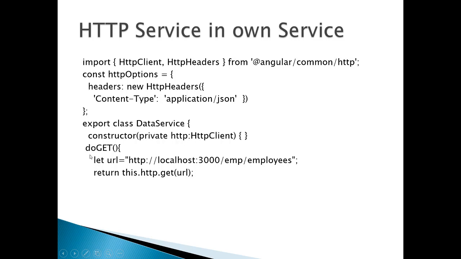Now in the method, we are using this.http. This http is now part of our class, so we can get all the methods of this HttpClient service. So this.http.get, and we are providing the URL to get the information from our REST service. It will return the information available at this URL. So this is the way we can call our REST API using the HttpClient service.